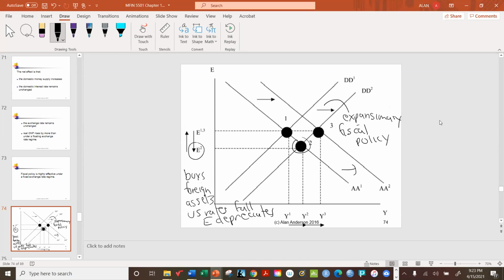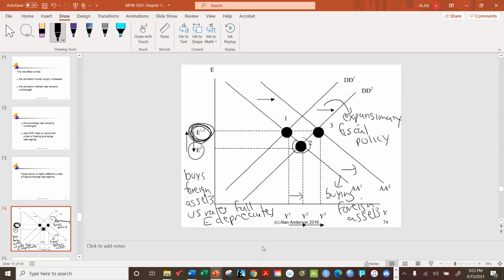And down here, this is the result of buying foreign assets, which increases the money supply, and that reduces interest rates. So one follows the other because we need to be always at E1. But because of that, if you notice, if we did not have a fixed exchange rate, we would have wound up at 0.2, and income would have only increased from Y1 to Y2.